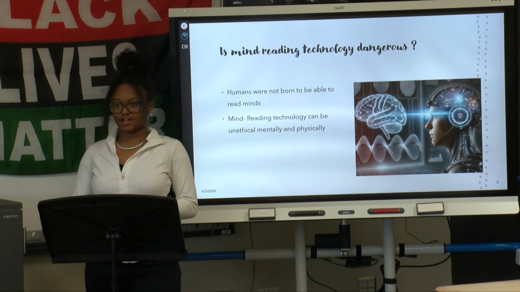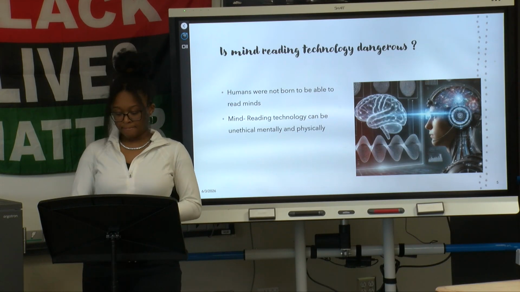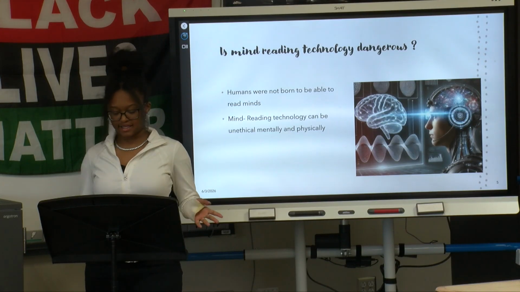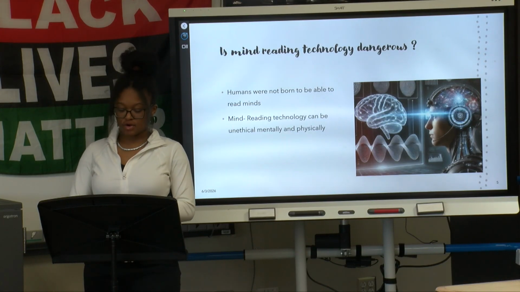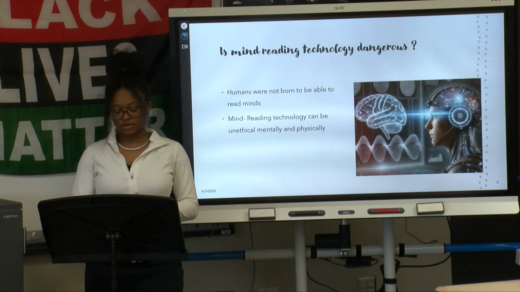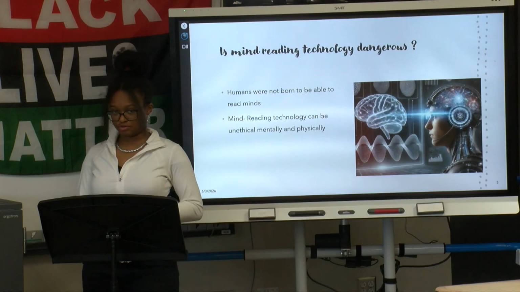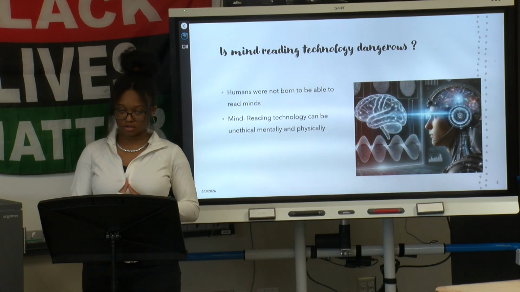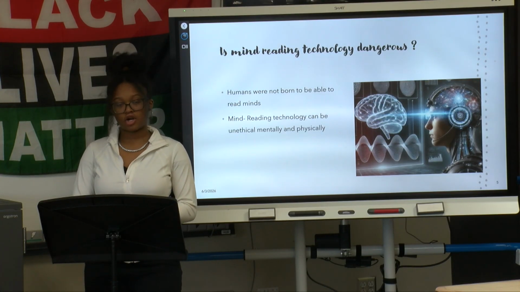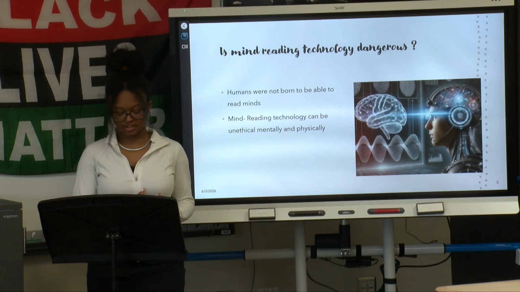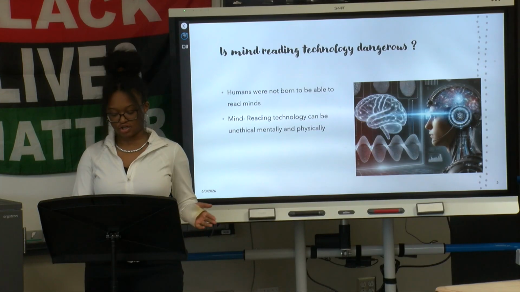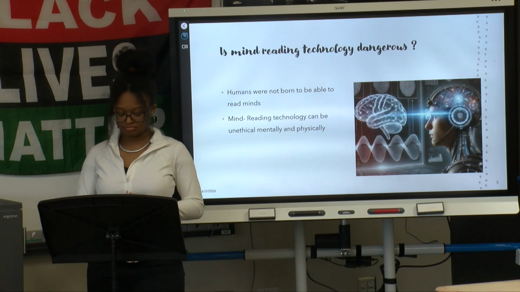Developing mind-reading technology is also unethical because it crosses a boundary as an individual that humans were never meant to cross. Humans were not born with the ability to read minds, and creating machines that can raises serious ethical concerns. Thoughts are natural and personal, part of being human, not just something that should be monitored or analyzed by technology.